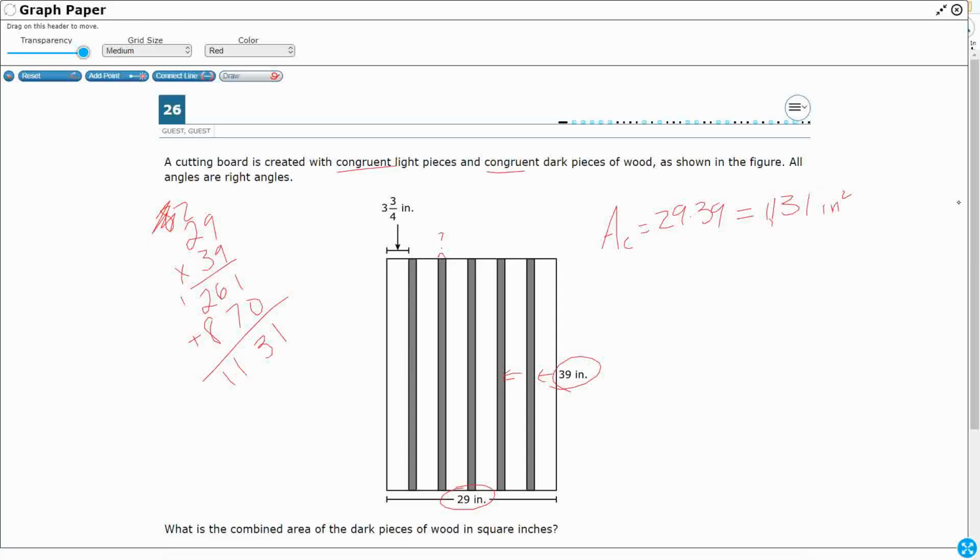So this is what I have here. The area of this light piece is going to be this 39 times 3 3/4. To make my life easier, I'm going to call that 3.75. So 39 times this 3.75. So let's multiply those. 3.75 times this 39 inches, that's 45. That's going to be 63, 67. And that's 27, and that's 33.